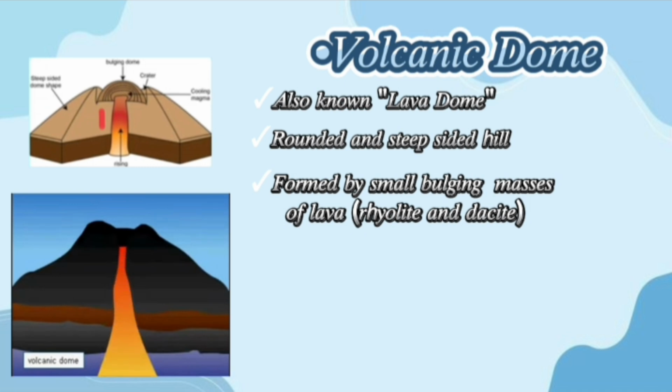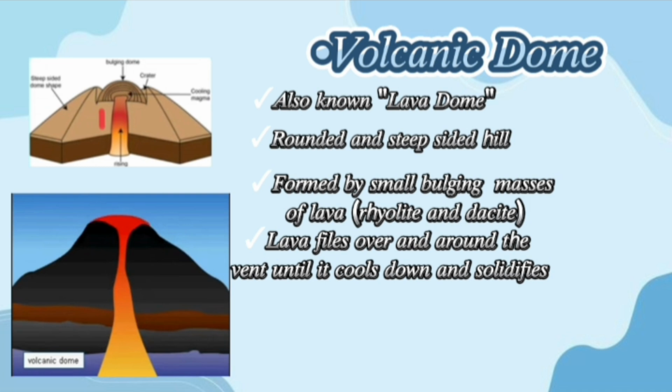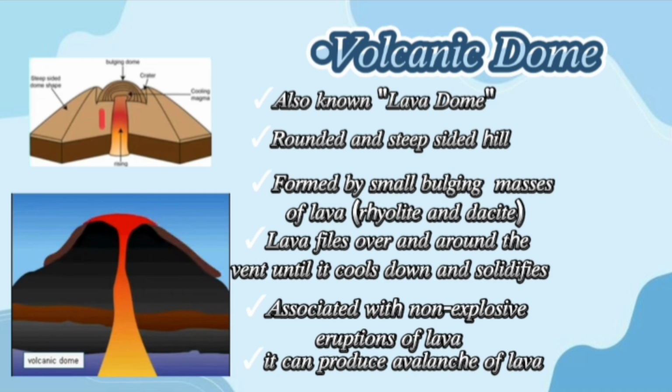Lava coming from the dome is too viscous to flow far from the vent. The lava piles up over and around the vent until it cools down and solidifies. Volcanic domes are associated with non-explosive eruption of lava, but the mass of lava may tumble down the slope, which results in a hot avalanche of lava fragments.